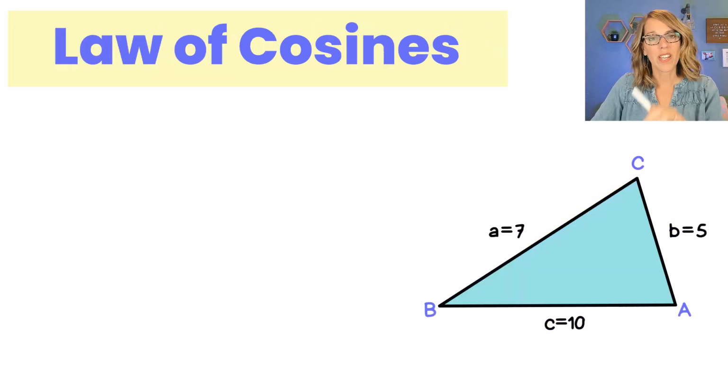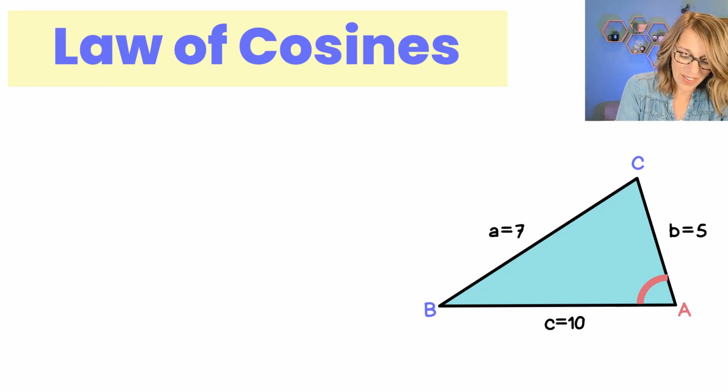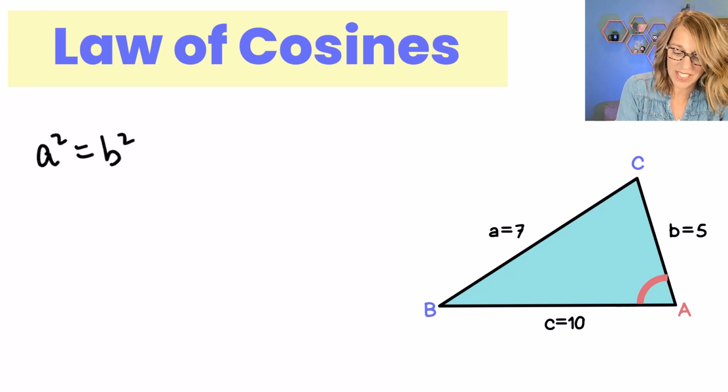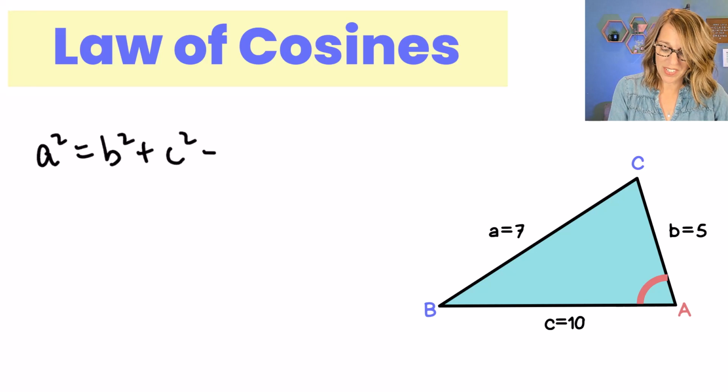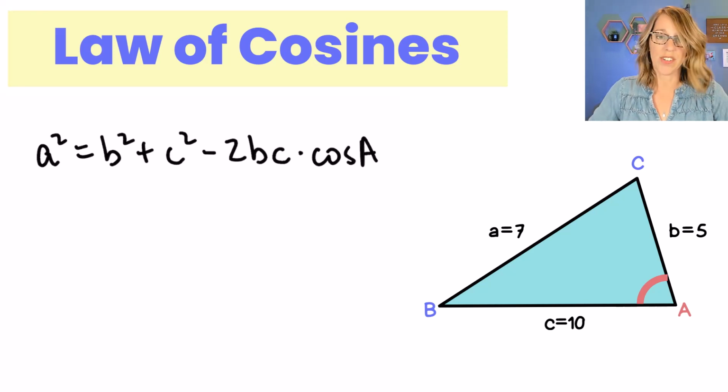There are actually 3 versions of the law of cosines depending on what information you've got or what you're looking for. The law of cosines that involves angle A looks like this. So I've got a squared is equal to b squared plus c squared minus, and I call this my fudge factor, this is going to be 2 times b times c times the cosine of angle A.